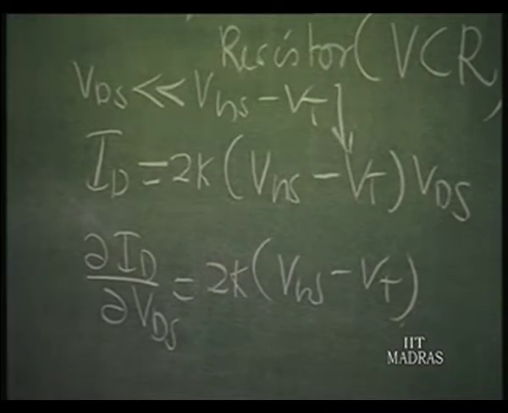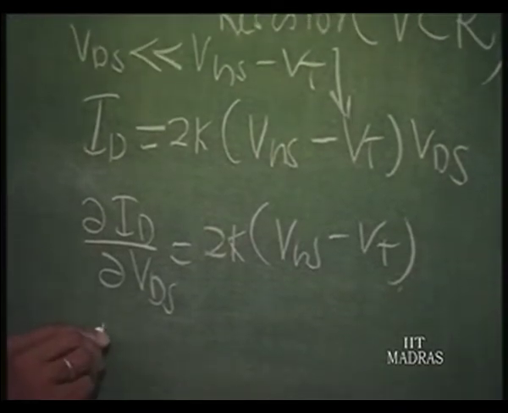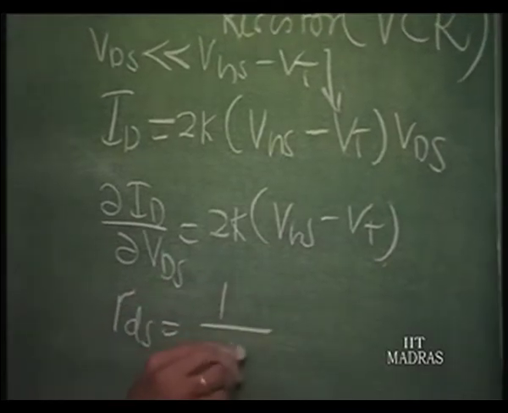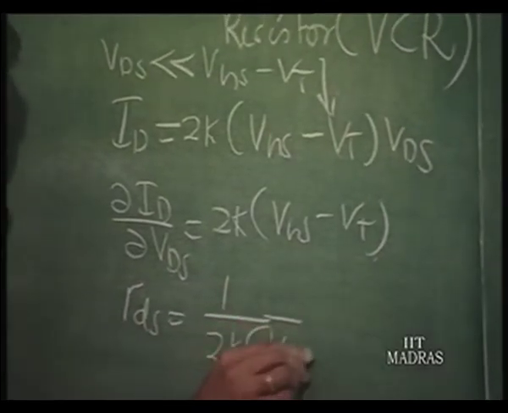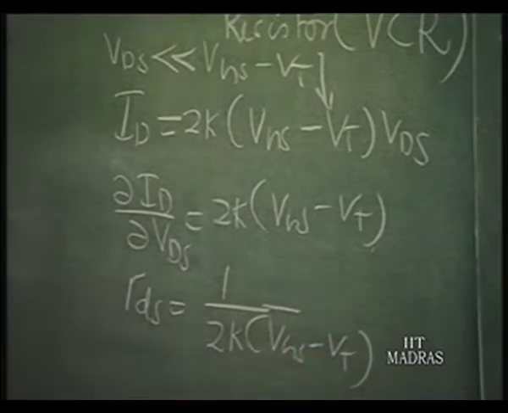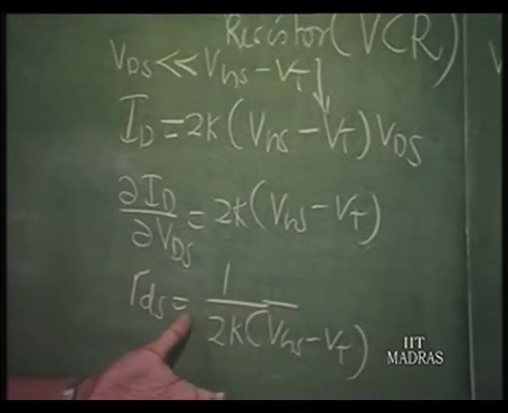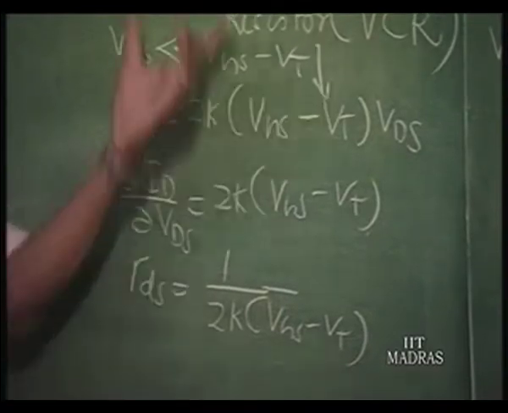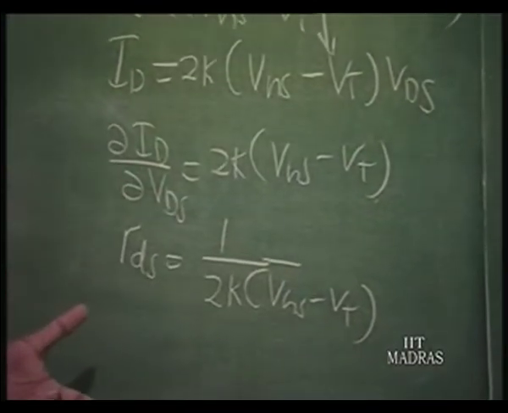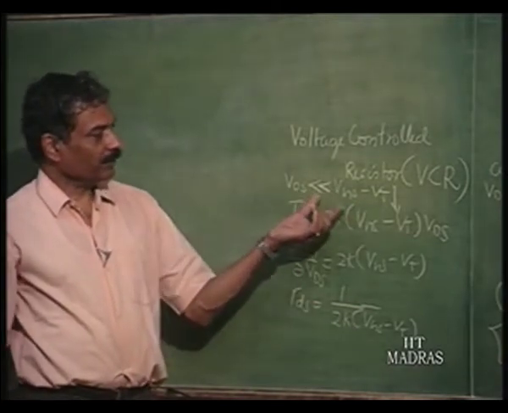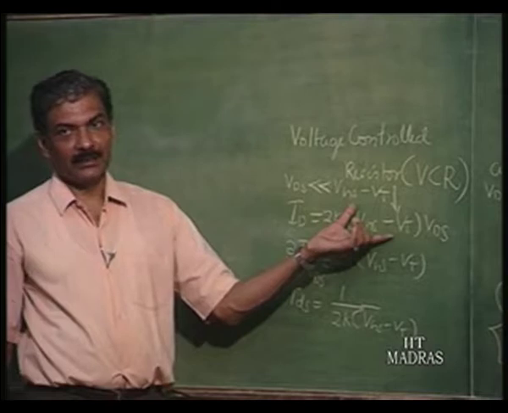Or it is a resistance RDS which is equal to 1 over 2k into (VGS minus VT). So, it is a voltage dependent resistance. This property is used in a large number of applications where we need voltage dependent resistors. But the condition is VDS must be much less than VGS minus VT.